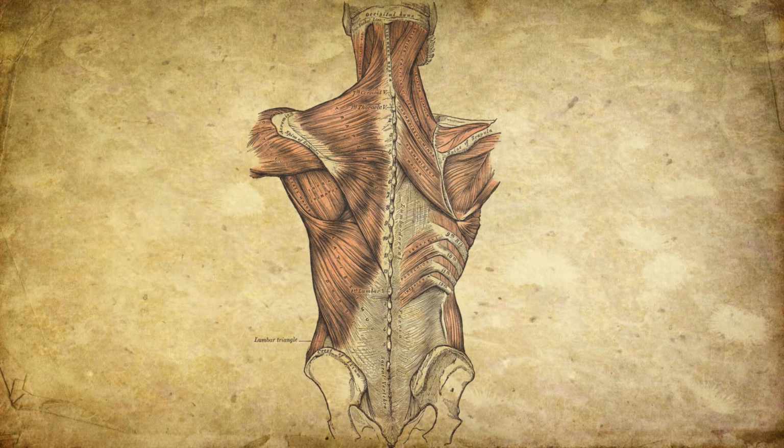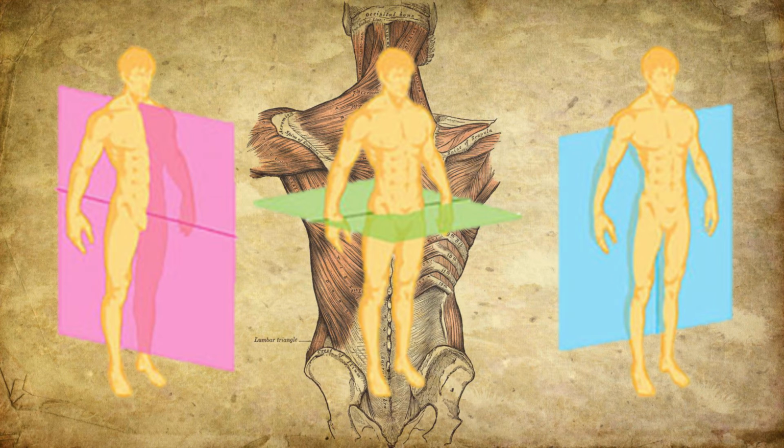We can also divide the body in different planes, such as the sagittal plane, mid-sagittal plane, parasagittal plane, frontal plane, transverse plane, and oblique plane. But for all of this, the body must be standing in the anatomical position.